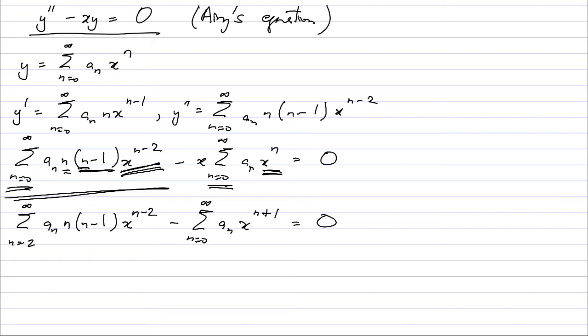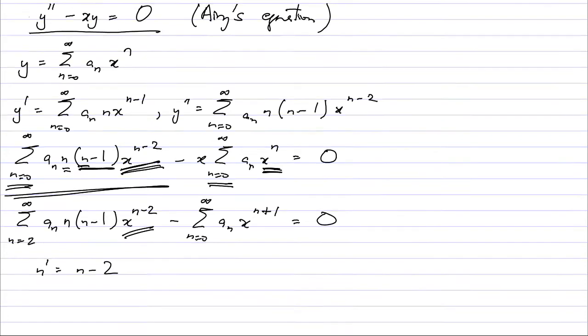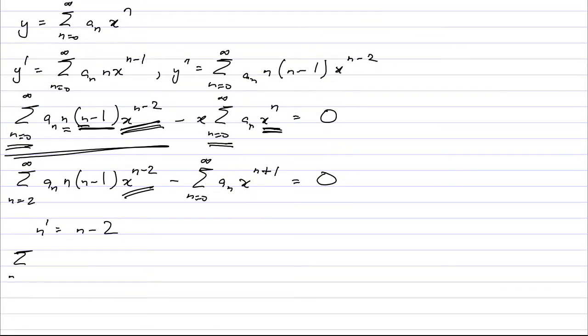Okay, now let me just do a change of summation variable over here. I'll define n prime equal to n minus 2. Then I can write the first sum as n prime equal to 0 all the way to infinity, a of n prime plus 2, times n prime plus 2, times n prime plus 1. So n minus 1, remember, is n prime plus 1. And then you have x raised to power n prime.